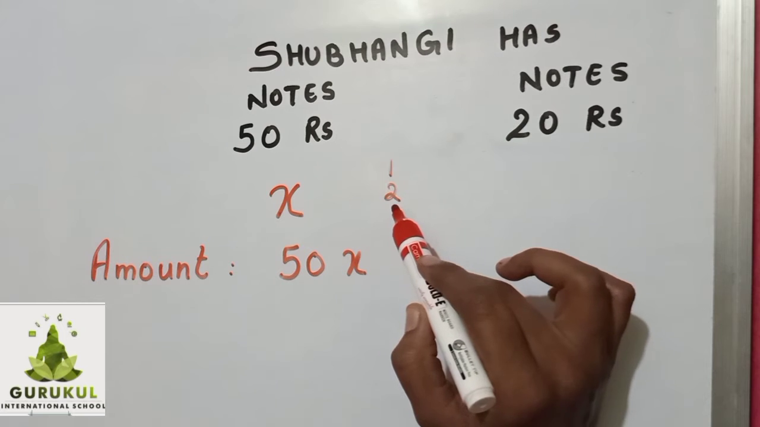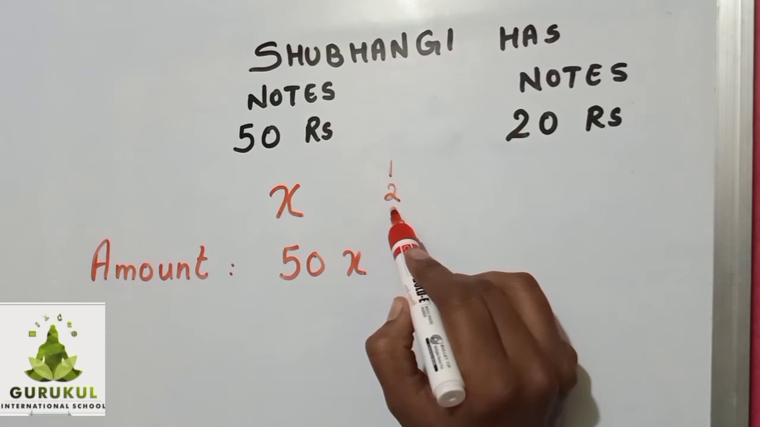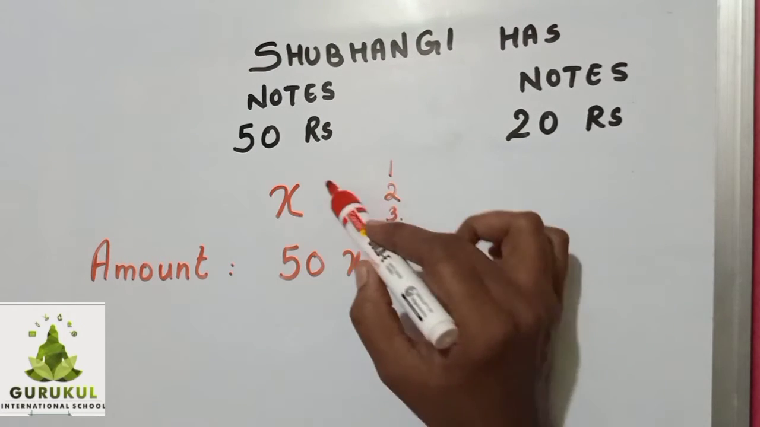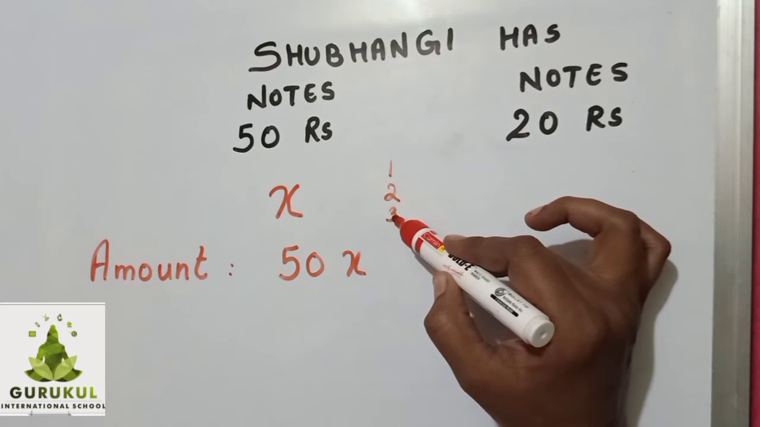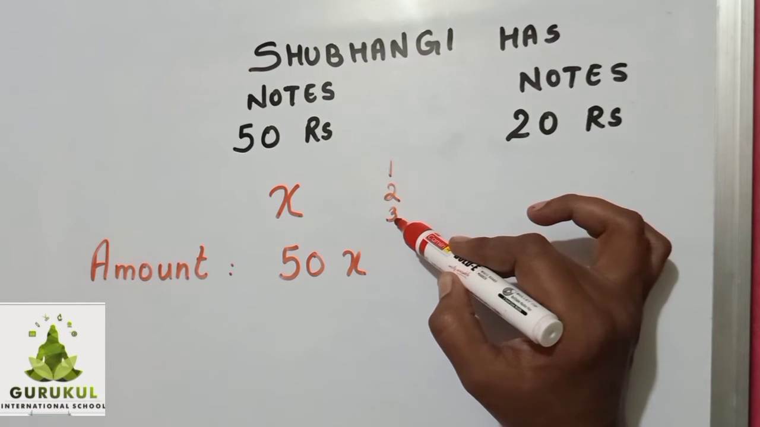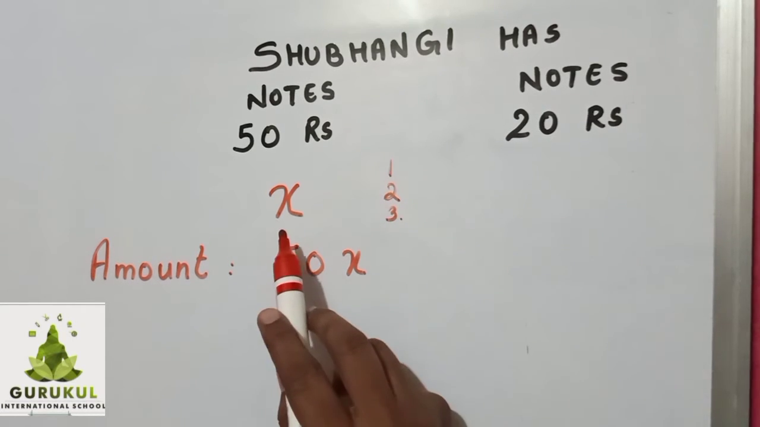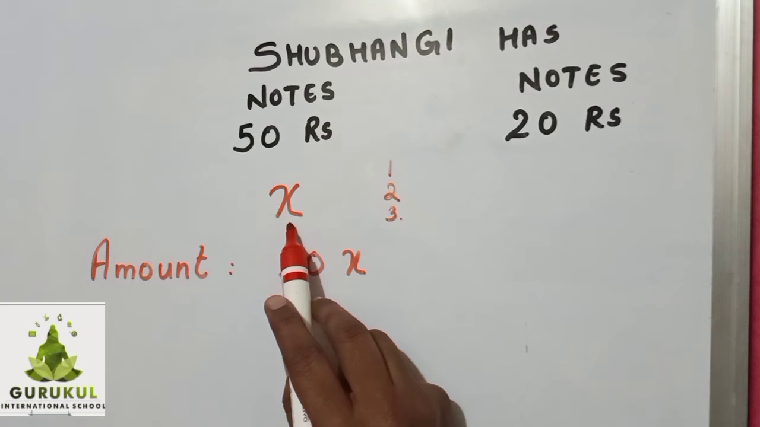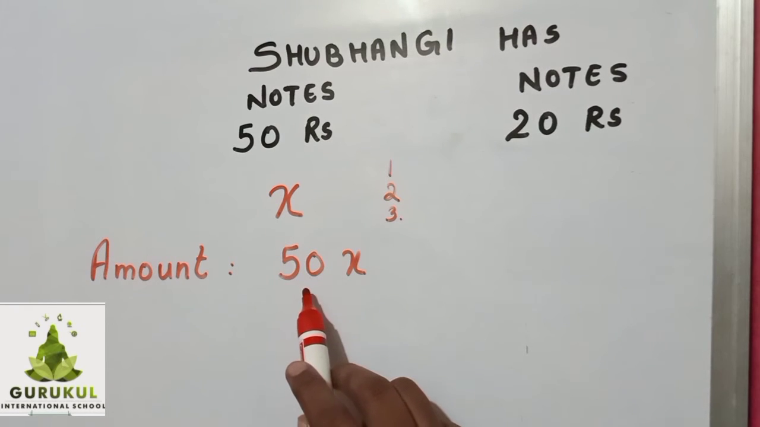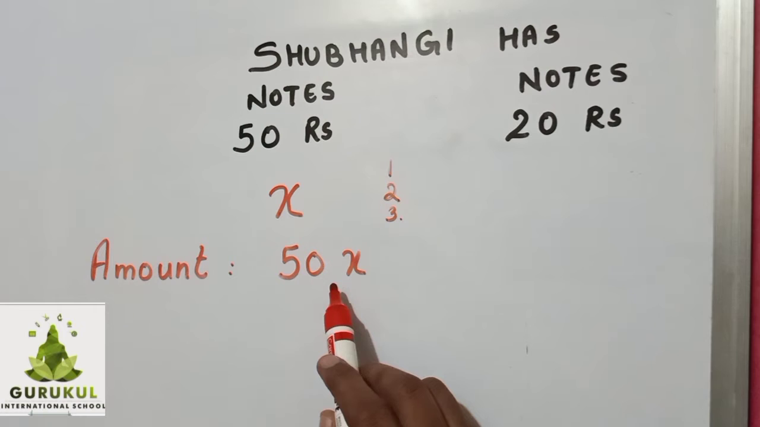Is that clear to you? In this way, if she is having three notes of 50 rupees, so what you will do? 50 into 3, that is 150 rupees. Is it clear to you? 50 plus 50 plus 50. Three notes of 50 rupees means 150 rupees. In this way, if she is having X notes of 50 rupees, means she is having 50X rupees. Is this much clear to you?